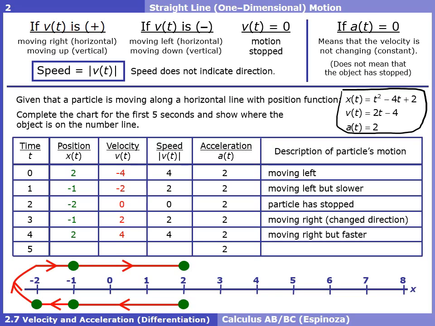And now to finish this, at time 5 we have a position of 7, so that means we're still moving to the right, which means our velocity is positive, in this case 6. Our speed is 6. So how can we round out this story of the particle? Well, we know we're moving to the right still, but since we went from 4 to 6, we're going even faster now. So we went from 2 to 4 to 6. So in this last description, we're still moving right, but a little bit faster.